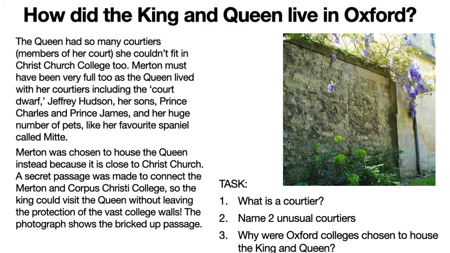In the Queen's court, there were courtiers including her court dwarf, her sons, Prince Charles and Prince James, and her huge number of pets, including her favourite little spaniel, Mate. If you go to Merton College today, you can see a bricked up passageway that was made to connect Merton and Corpus Christi so that the king could travel to see the Queen without ever actually having to go out into the public streets.